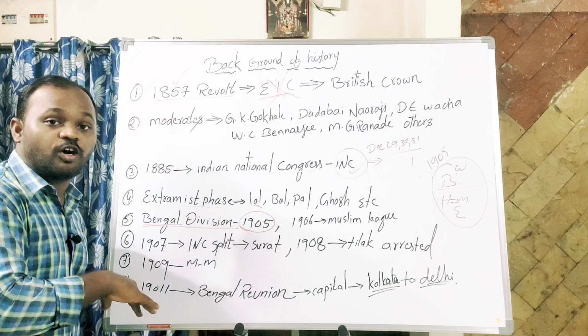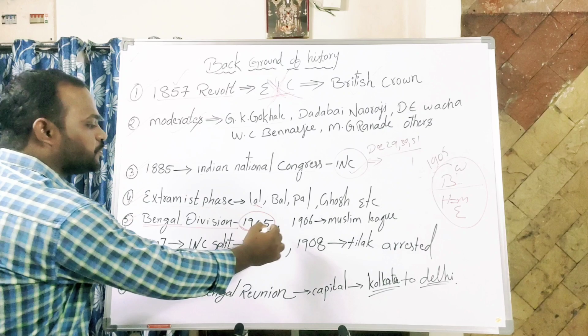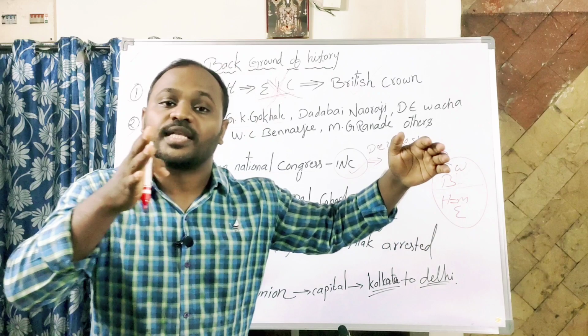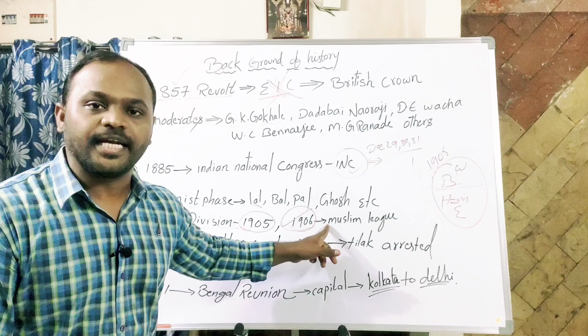This is only an introduction to the characters for our future lectures, because I'm beginning from the middle of the subject. Next thing, what will happen? The Bengal division happened, right? Along with the Bengal division, they also broke Hindu-Muslim unity. Obviously, what will happen next year, in 1906 itself? There is a separate party for Muslims that is called the Muslim League.